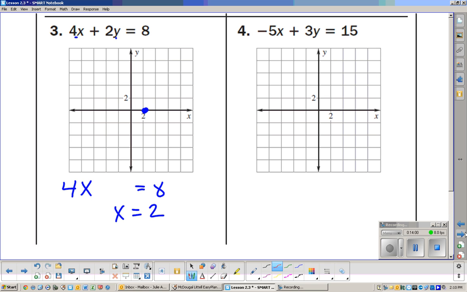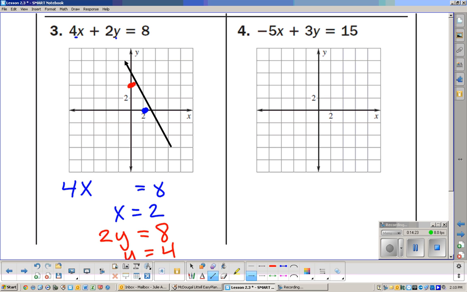Let's see. To get the y-intercept, we let x be 0. So 4 times 0 is 0. We get the equation 2y equals 8. So y equals 4. So since it's y equals 4, that's the y-intercept. So I put my dot on 4, and that's the graph I should be making. So grab your straight edge, go through both of those lines, and put your arrows on each end, and there's a poor example of a line going through the dots.